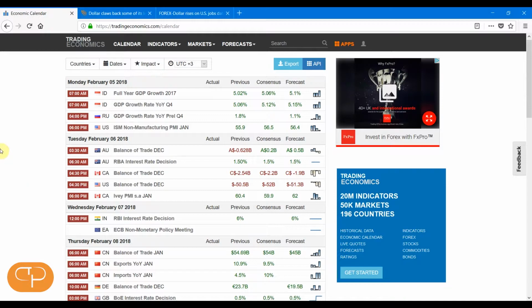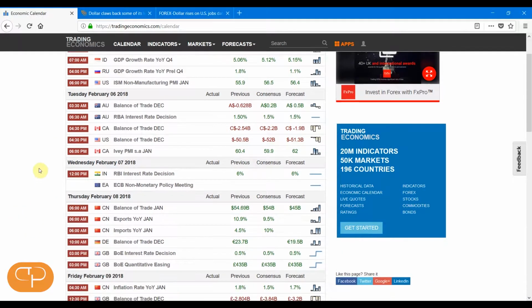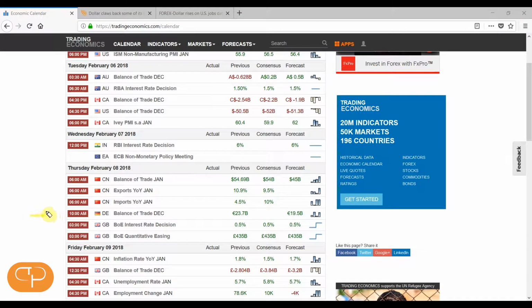Now, the fundamental calendar has important news for us. On Monday, ISM non-manufacturing PMI. Tuesday, we have balance of trade, also for the US dollar. Wednesday, we have for the euro, ECB non-monetary policy meeting. And Thursday, we have for the euro balance of trade. Now, let's see the articles.